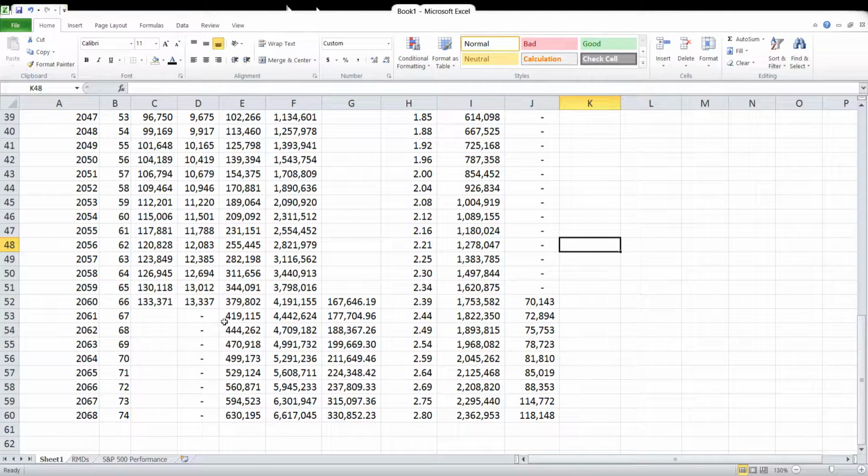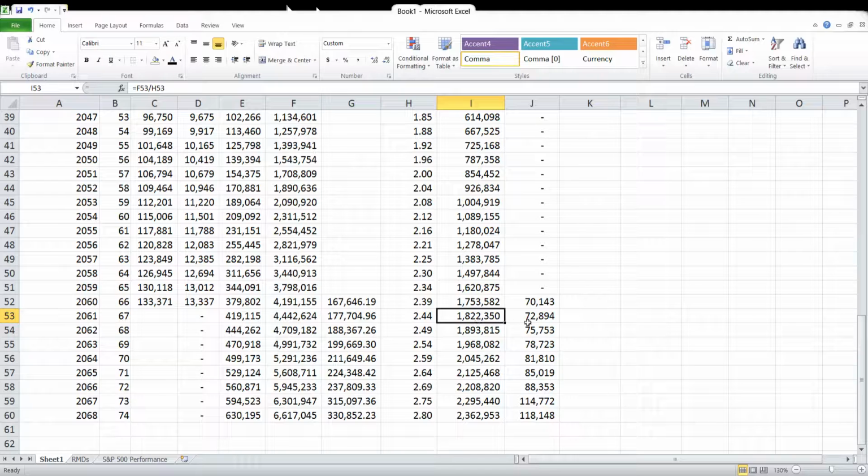Okay, so at age 67, when this person is talking about retirement, they are going to have $1.8 million, and the 4% withdrawal gives them $72,000. Throw in Social Security, and this person is retiring with a 6-figure retirement.